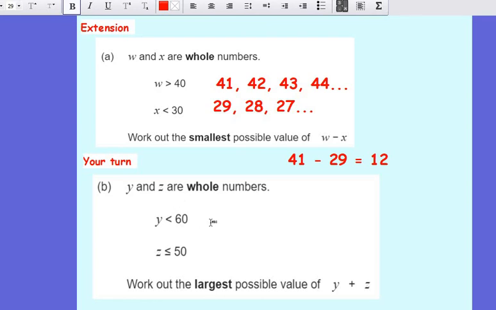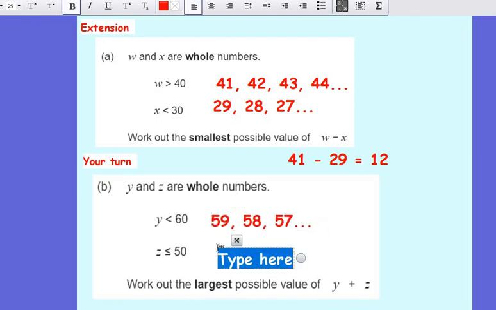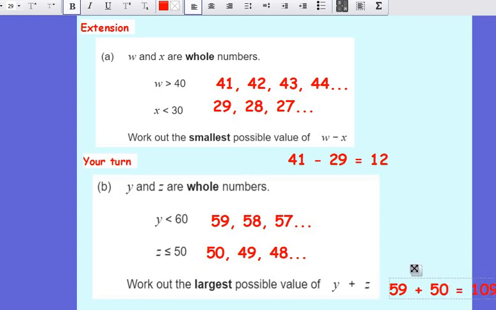Right, let's go through the answers. We've got Y is less than 60, so we could have 59, 58, 57. Z is less than or equal to 50, so it could be 50, 49, 48, etc. This time I want the largest possible value of Y plus Z, so I want both those numbers to be as big as possible. The biggest Y was 59, the biggest Z was 50, so I was looking for 109. Well done if you got that right. That was a GCSE question that I pulled out of a recent paper.